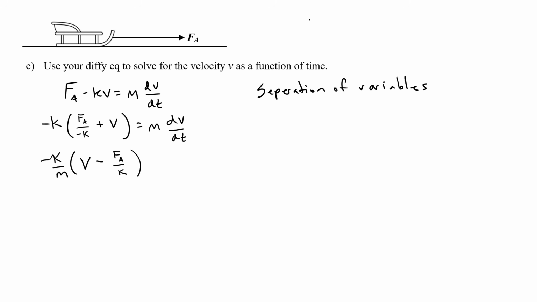Oh, but wait. We said that terminal velocity is the applied force Fa over k. So to make things simpler and to write fewer letters, why don't we just call this Vt, terminal velocity for now.